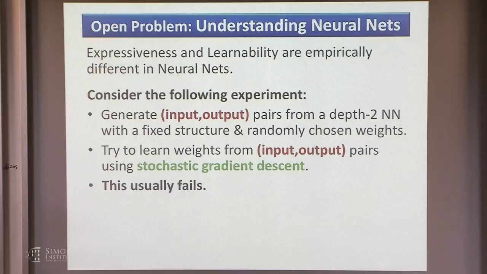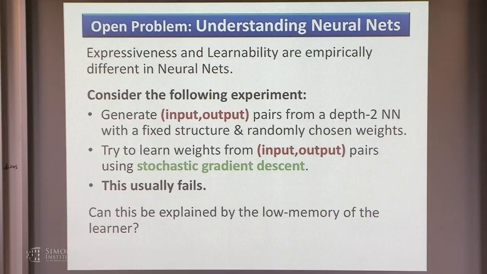So I wonder whether this could be explained by the fact that the learner has a small amount of memory. If you think of stochastic gradient descent, basically the learner only stores its current guess for the weights. So it's linear in the description of the neural network. Perhaps we can show that it's impossible to learn this class of functions in linear space. This is work in progress, so we still cannot do it. If you have some ideas, I would be happy to hear them. I guess I'll finish with that. Thank you.